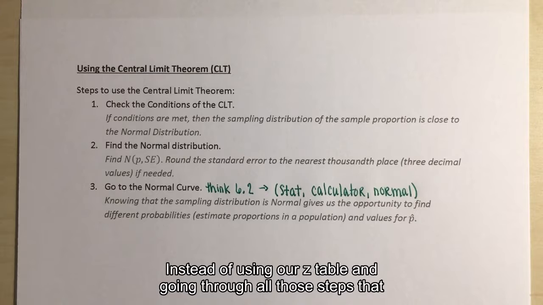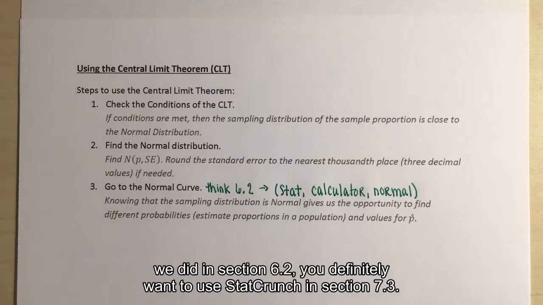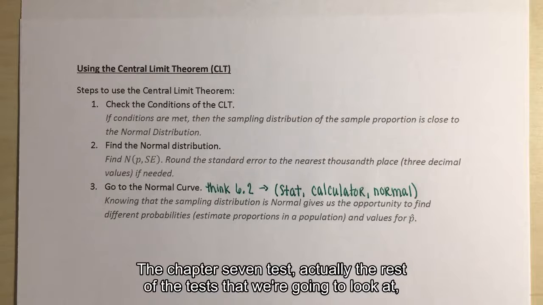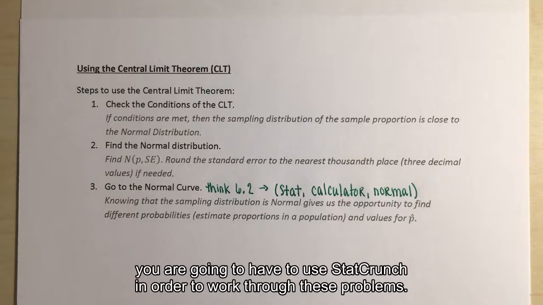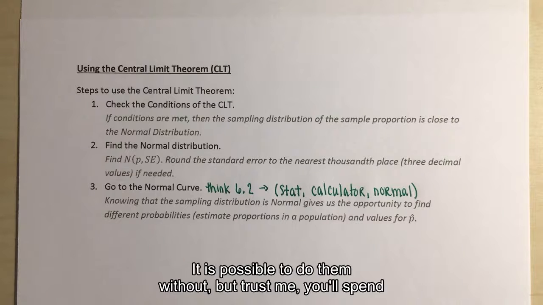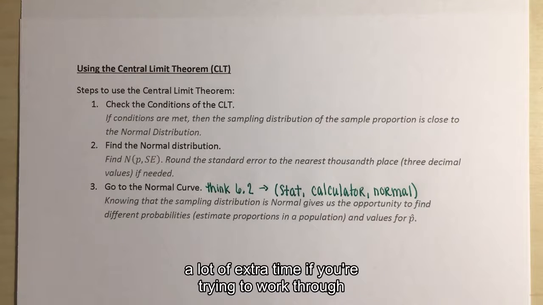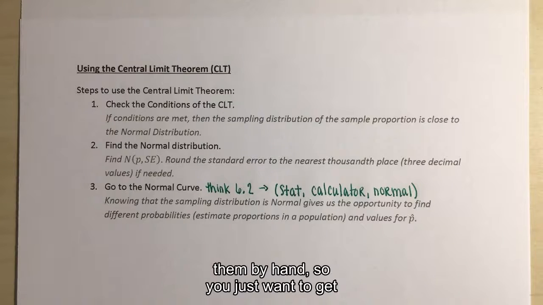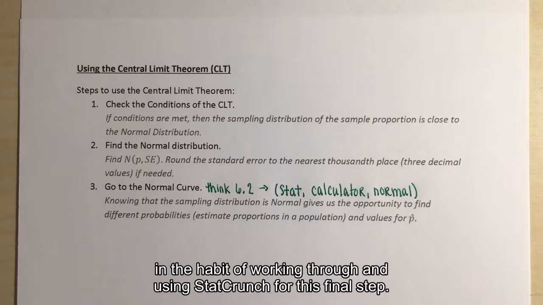So instead of using our Z table and going through all those steps that we did in section 6.2, you definitely want to use StatCrunch in section 7.3. So the chapter 7 test, actually the rest of the tests that we're going to look at, you are going to have to use StatCrunch in order to work through these problems. Again, it is possible to do them without, but trust me, you'll spend a lot of extra time if you're trying to work through them by hand, so you just want to get in the habit of using StatCrunch for this final step.